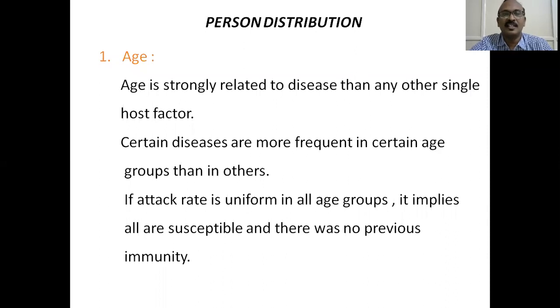Now, person distribution. We have already studied time and place distribution of disease. Now we are going to study person distribution. The first factor under person distribution is age. Age is more strongly related to disease than any other host factor. As we have seen, certain diseases are more frequent in certain age groups than in others, like measles in the younger age group, cancer in the middle age group, and atherosclerosis in the elderly age group. And if the attack rate is uniform in all age groups, it implies all are susceptible and that there was no previous immunity to the particular disease.